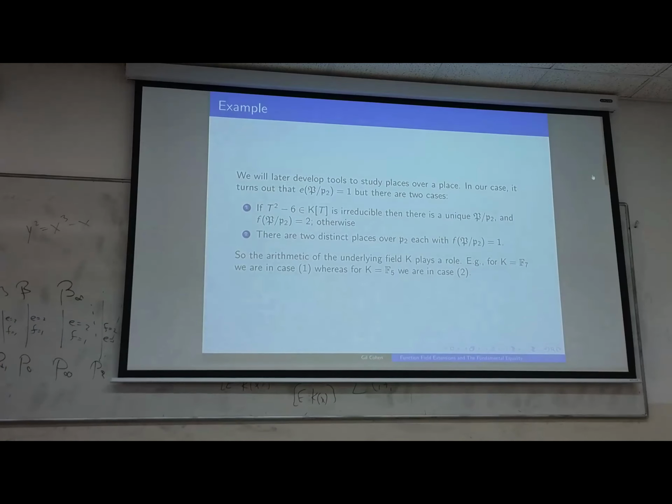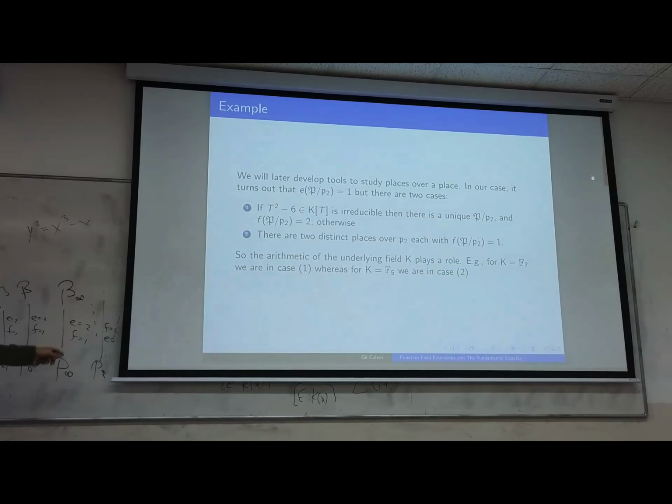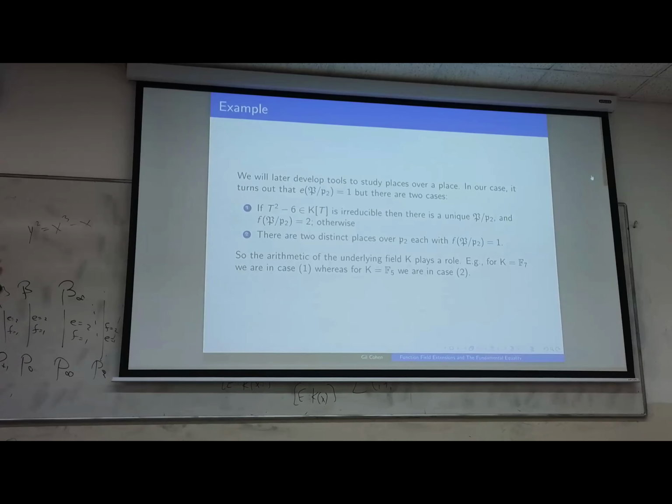So if you were able to do these tricks, somehow you had to be able also to distinguish between these two cases. And I'm not sure how you could do that. So maybe you need more tools. In our case, it means that for this prime, no matter what the arithmetic is, e is always 1, but it could be that f is 2 or 1. And it's not clear how to see that from what we did.